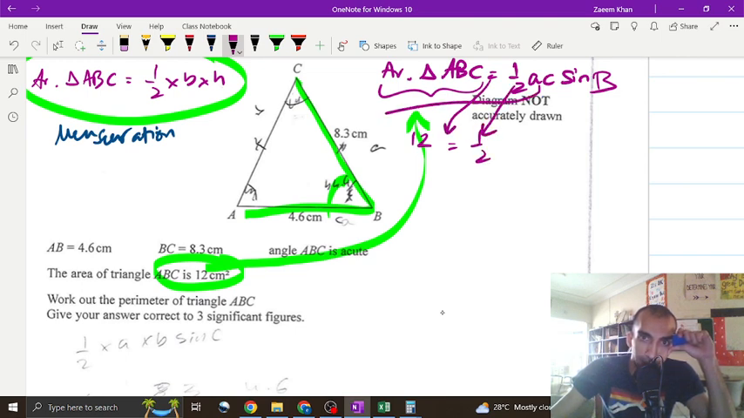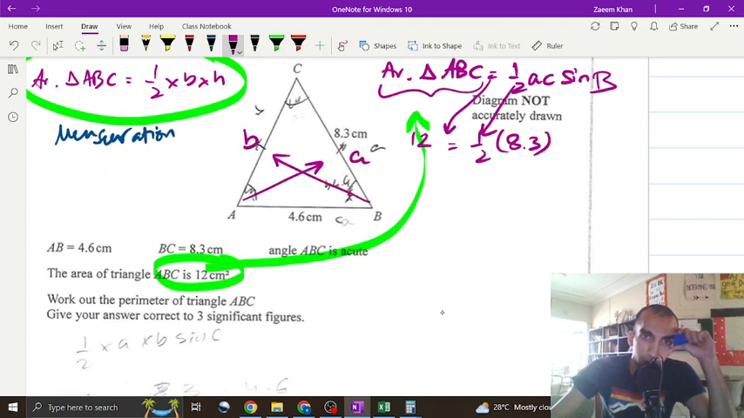What is the length of side A? Side A is 8.3. Now, how do I define side A? Anything that is opposite to angle A is side A. Anything opposite to angle B is side B. Anything opposite to angle C is side C. Now, what is the length of side C?